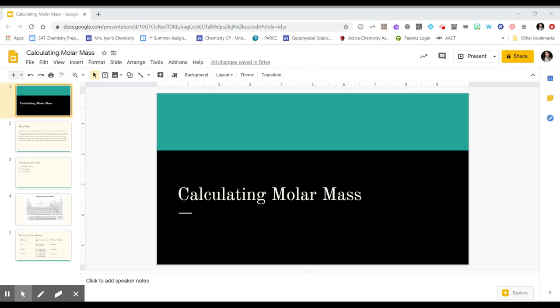We're going to begin our new topic this week. It's called the mole. Mole is not an animal, it's a unit of measurement. But before we go into mole, I want to teach you something called molar mass. So that's what we will see today, calculating molar mass. It's a very, very simple concept.